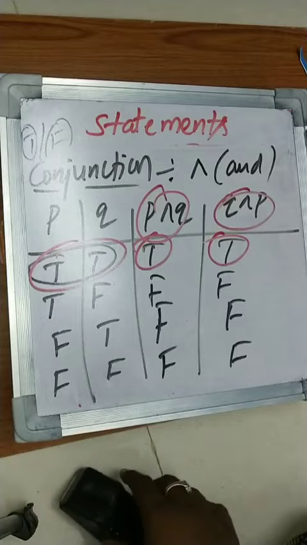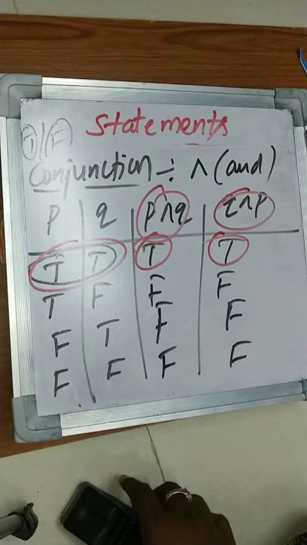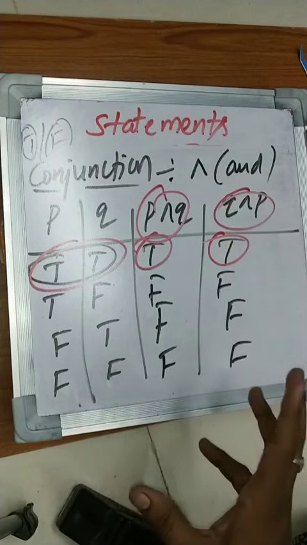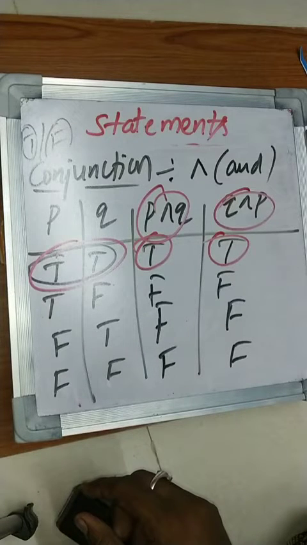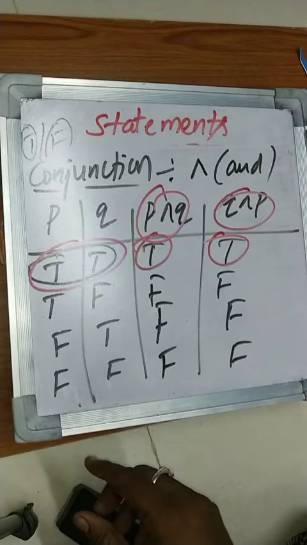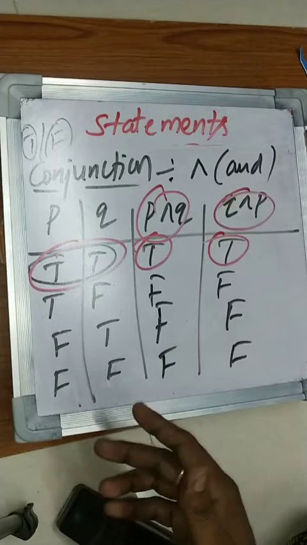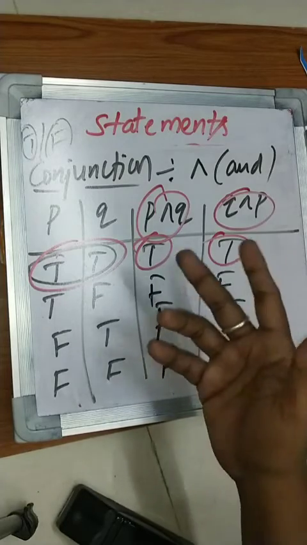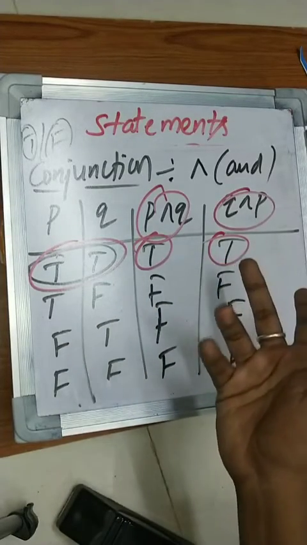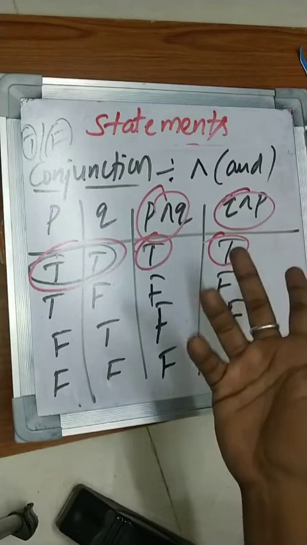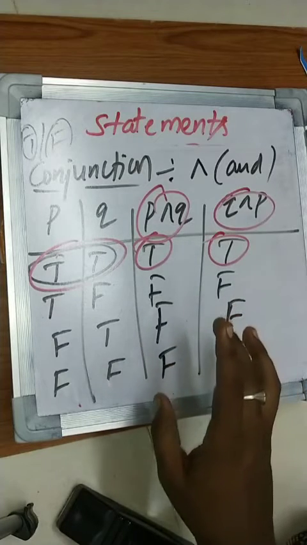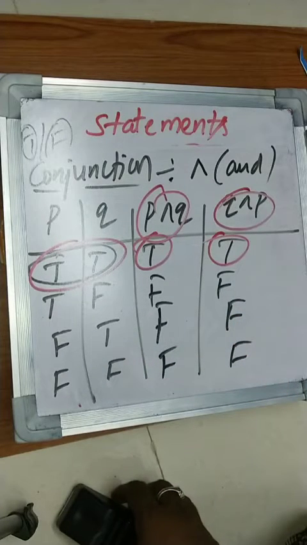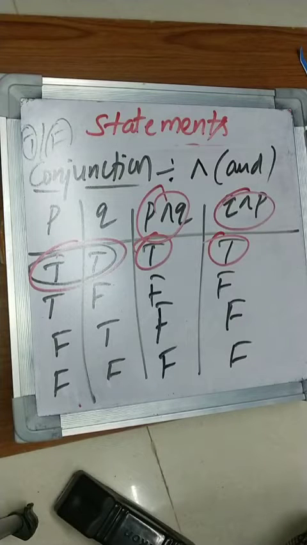Like if I say 2 is an even and 2 is a prime, what will be the compound statement connected with the connective conjunction? It will be: 2 is even and prime. 2 is even is true, 2 is a prime is also true. So obviously 2 is even and prime is true. So by connecting statements also you can check. Okay, so it will be true only. Clear? So let's go to the next one, conditional.